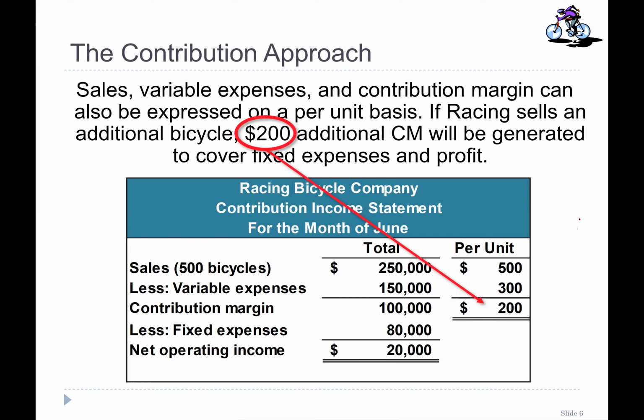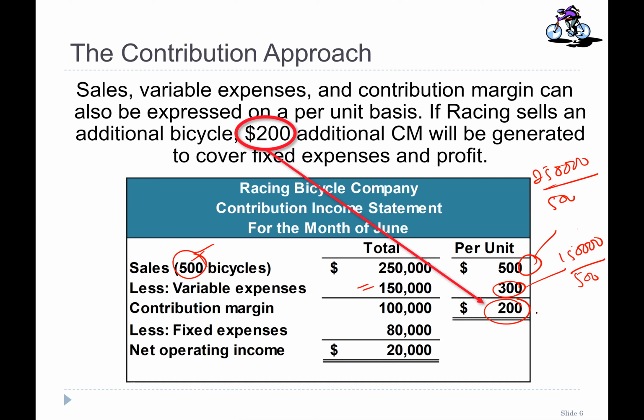Okay, so we can also express the contribution margin in per unit form. We just discussed where this 500 came from. We have 250,000 sales divided by the units 500. And where did this 300 come from? 150,000 is the total variable cost divided by the quantity 500. Right? So 500 is the price minus the variable cost per unit 300. So this 200 is also our contribution margin per unit.